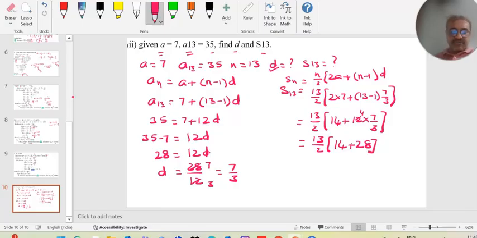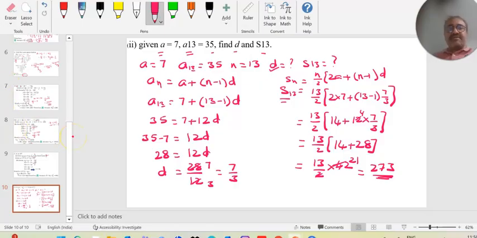7 4s are 28. So 14 + 28. So 13/2 into 42. 2 21s are 42. That means 13 into 21, that is equal to 273. 273 is the answer. So S13 is 273.